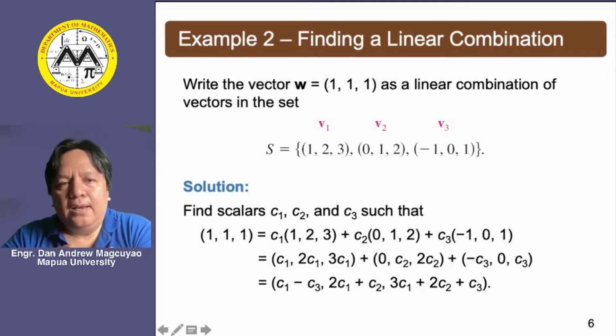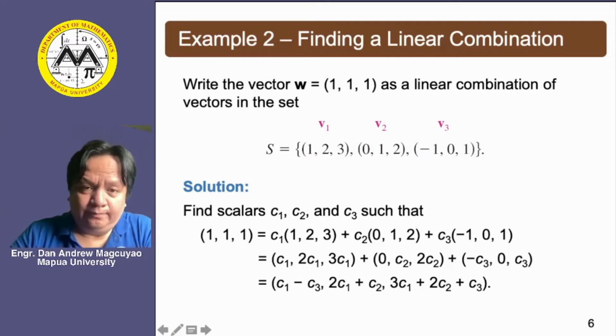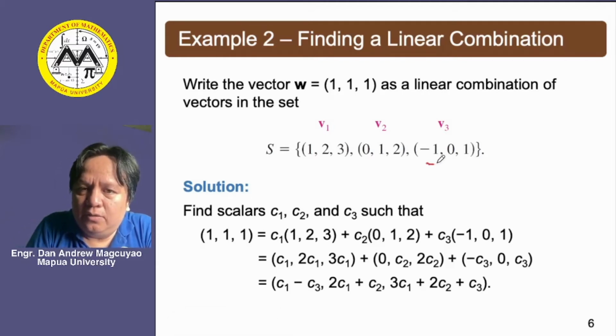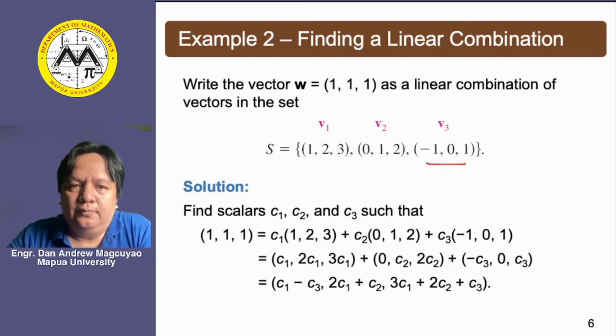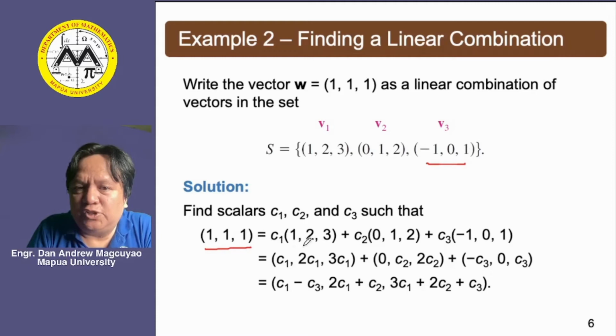Now, let's write the vector w, which is equal to (1, 1, 1), as a linear combination of the vectors in the set S. For vector 1, (1, 2, 3). So this is for our first vector. For vector 2, (0, 1, 2). For vector 3, (-1, 0, 1). We want to write (1, 1, 1) as a linear combination of the vectors v1, v2, and v3.